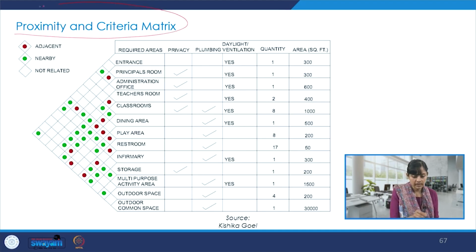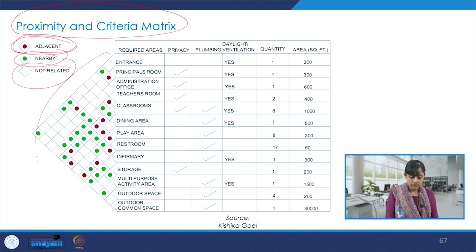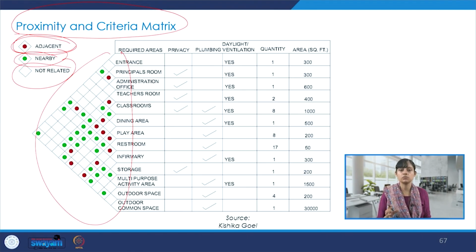So I really like this proximity and criteria matrix that she developed. And what are these spaces adjacent or functions adjacent to each other, nearby and not related. So if we are able to map these, we will be able to have an informed design decision, and wherever we use a design decision, it will be very informed and functional and effective.